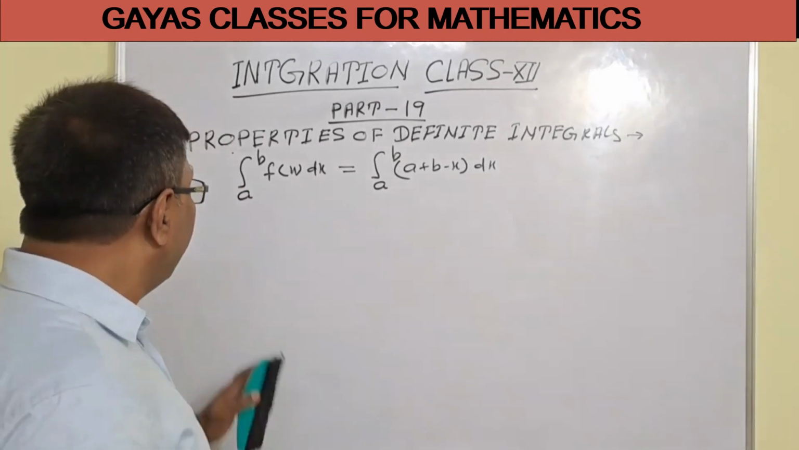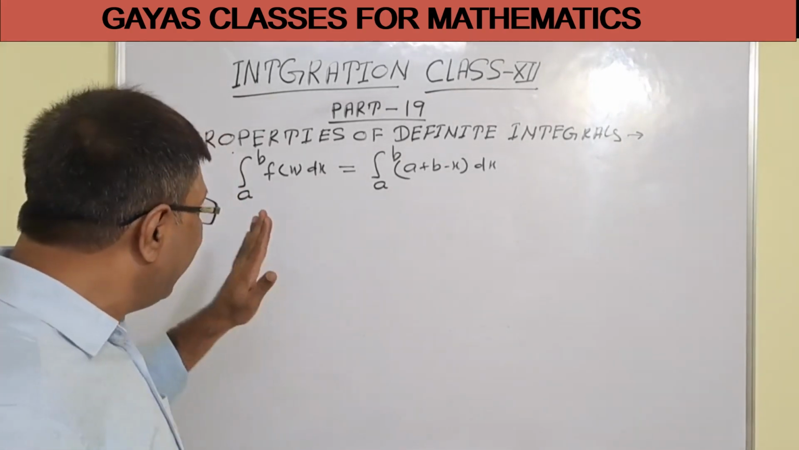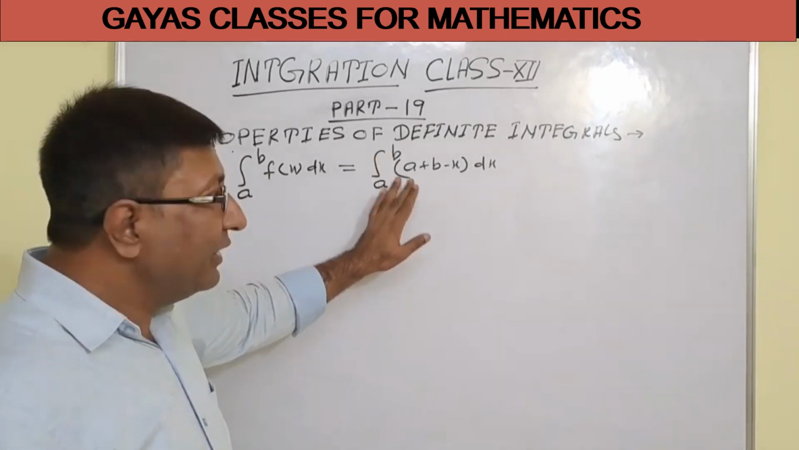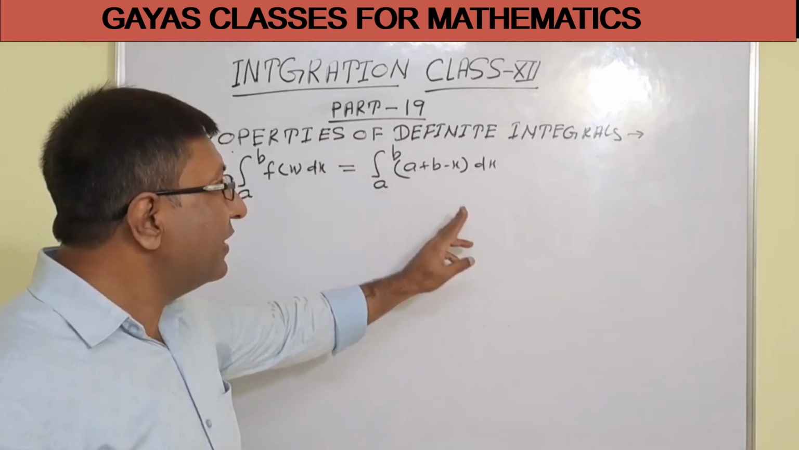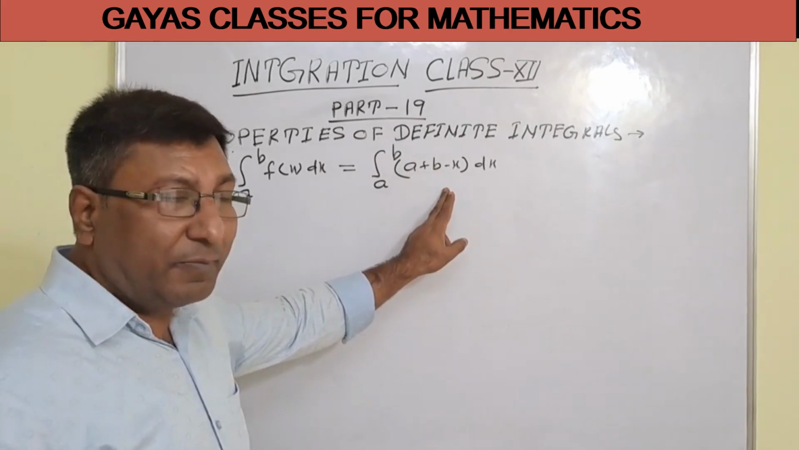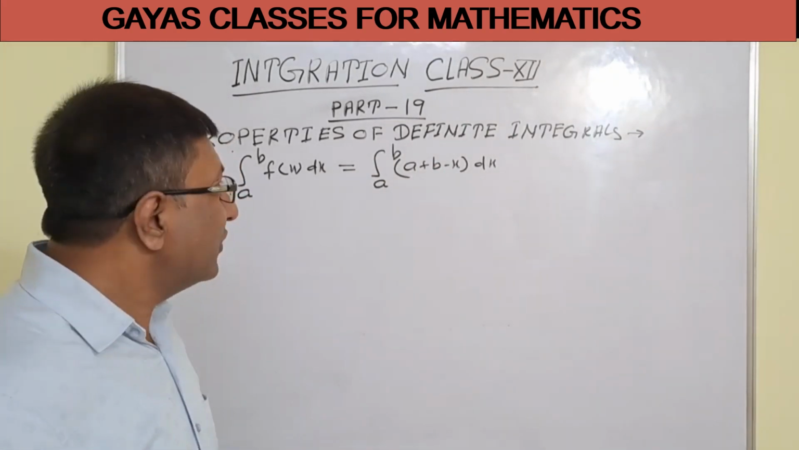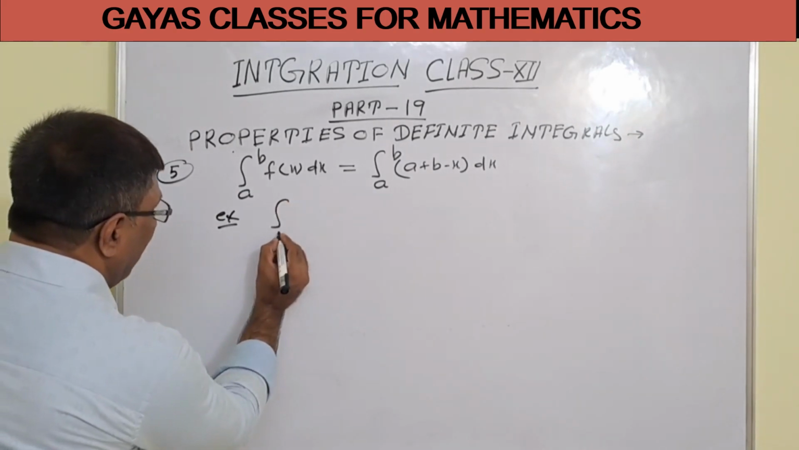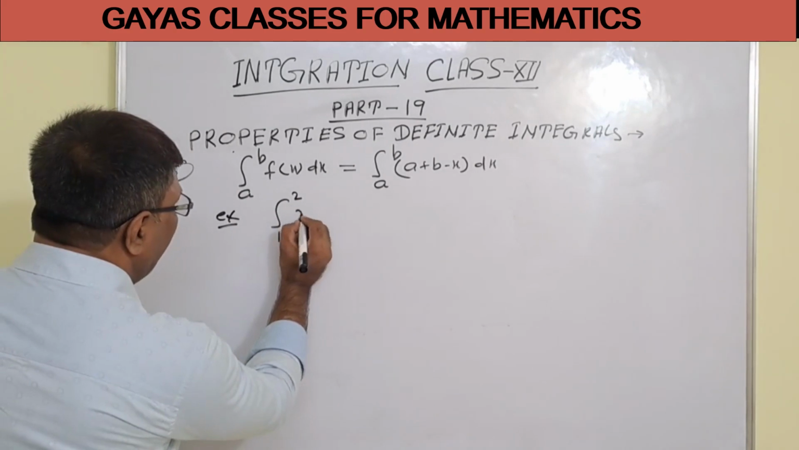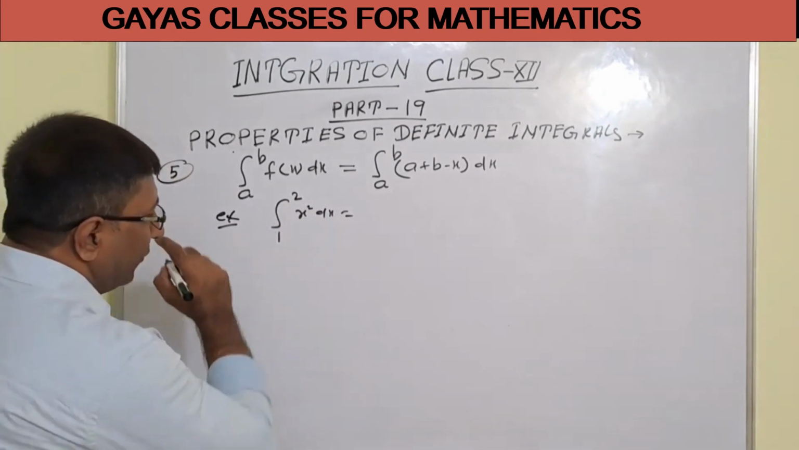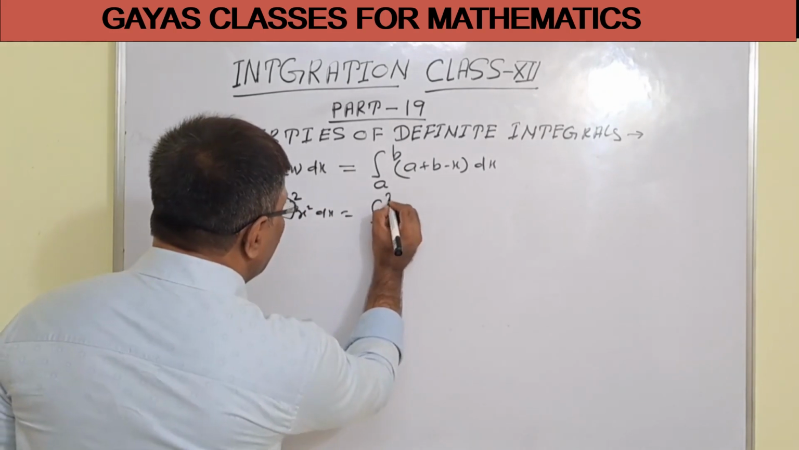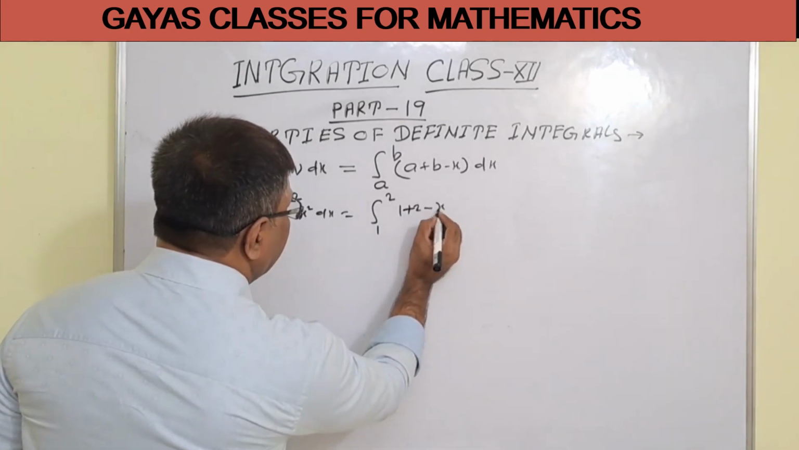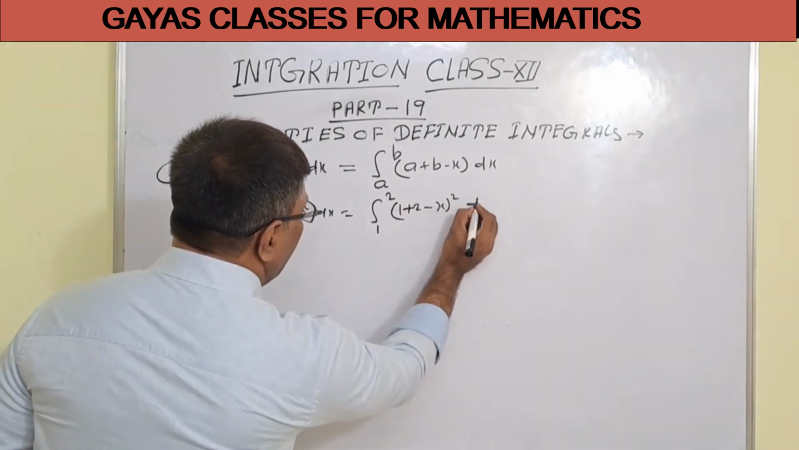Now see property number 5. Property 5 is: integral from a to b of f of x dx equals integral from a to b of f of a plus b minus x dx. That means the sum of the lower limit plus upper limit, minus x in the given function. Let us see one example. Suppose it is given the integration of 1 to 2 of x square dx. So we can write this as 1 to 2, and a plus b, that is 1 plus 2 minus x, and here x square dx.